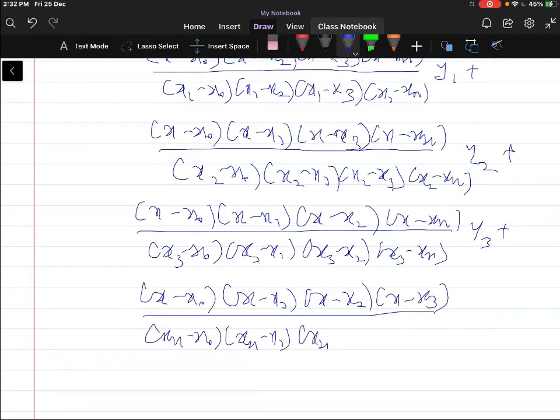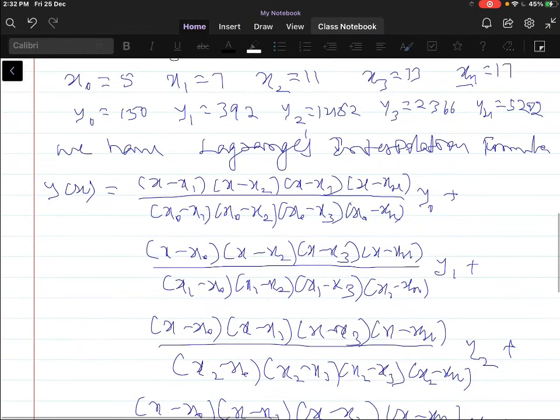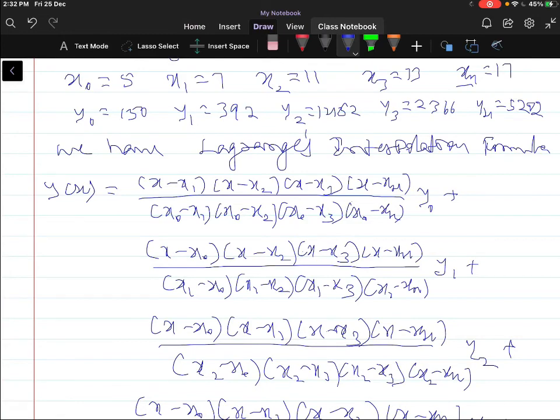In the denominator you have to subtract from the x4, that is (x4 minus x0)(x4 minus x1)(x4 minus x2) and (x4 minus x3) into y4. So these are the given data points.